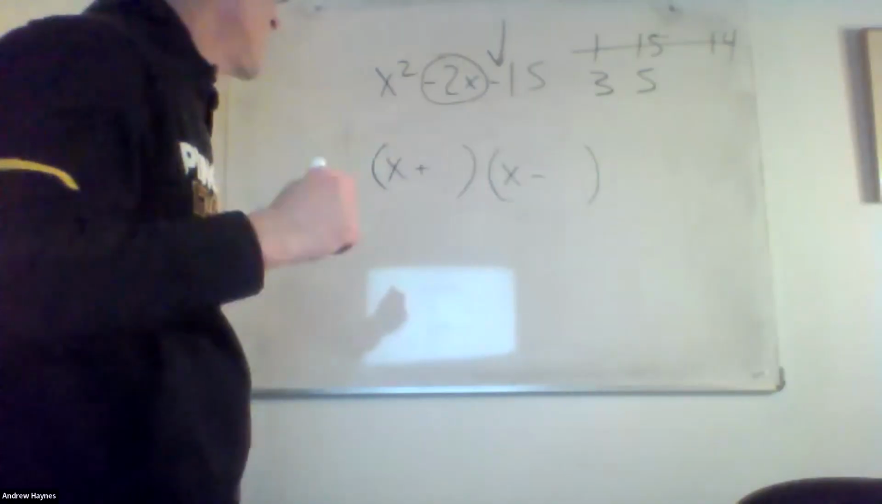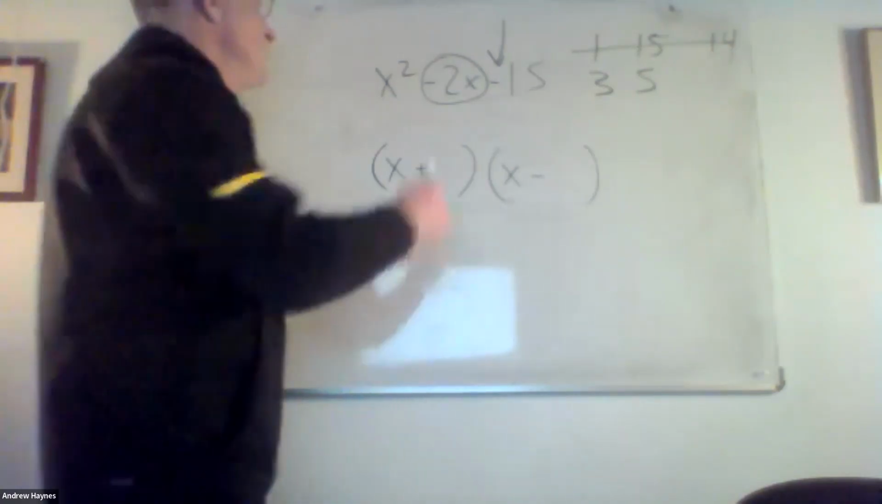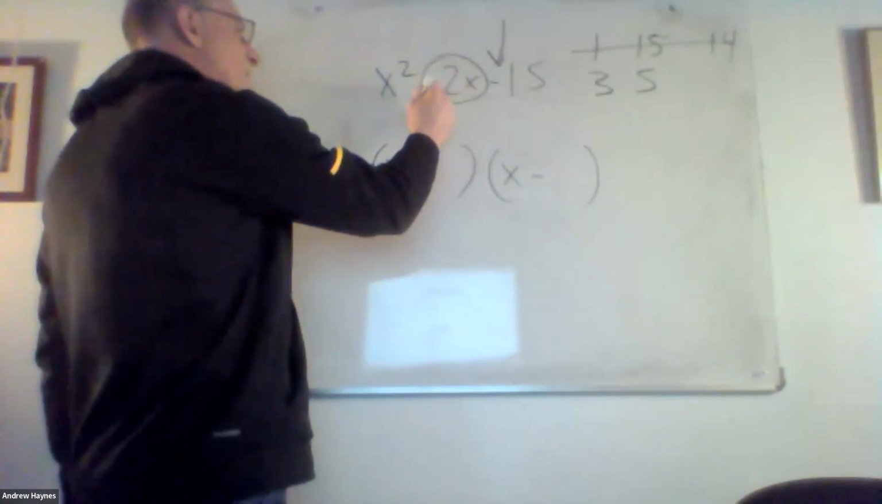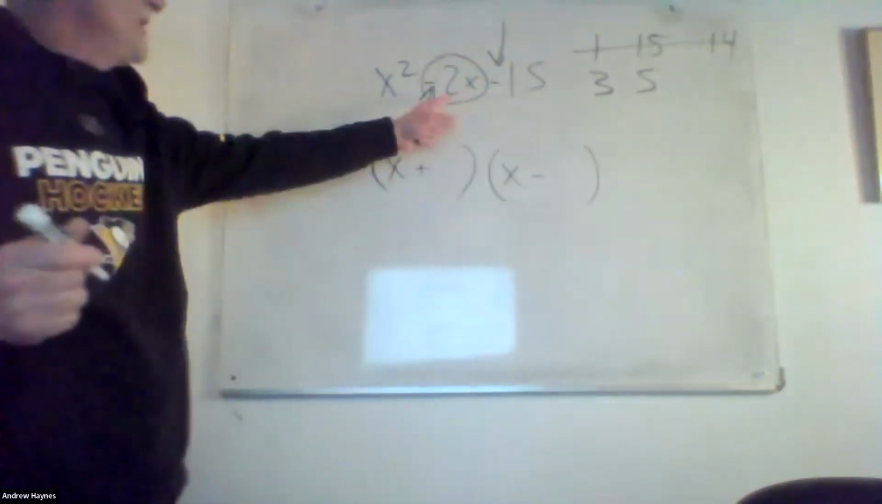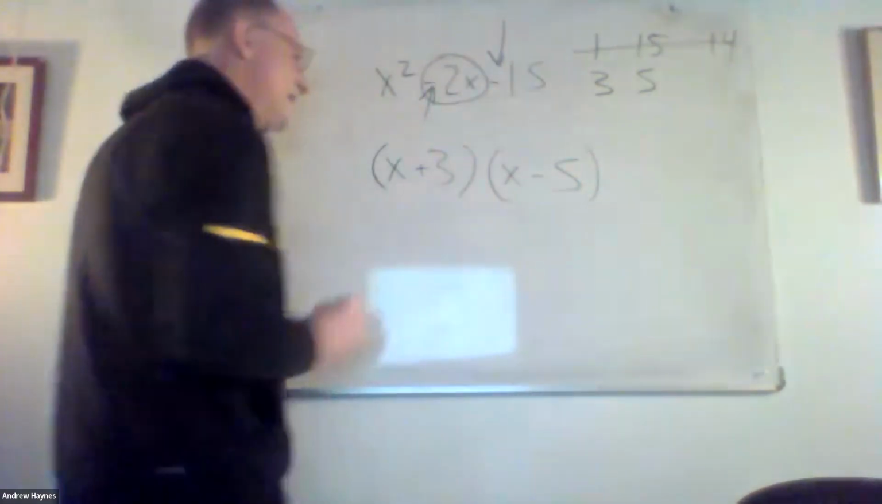The 3 goes first. How do you know? Because the 3 minus 5, the 5 is like negative. Yeah, exactly. Because that's a minus sign here, we know that the bigger number has to be with the minus. So since 5 is bigger than 3, we put the 5 here and the 3 there.